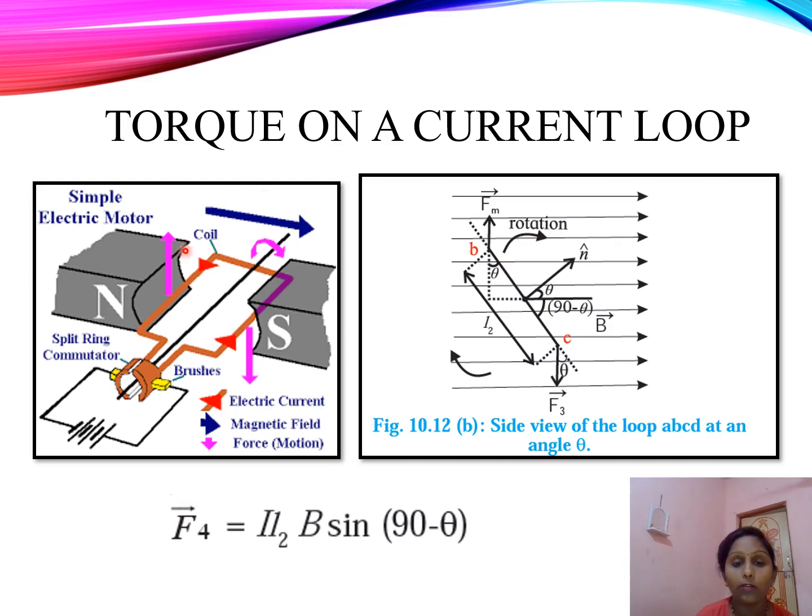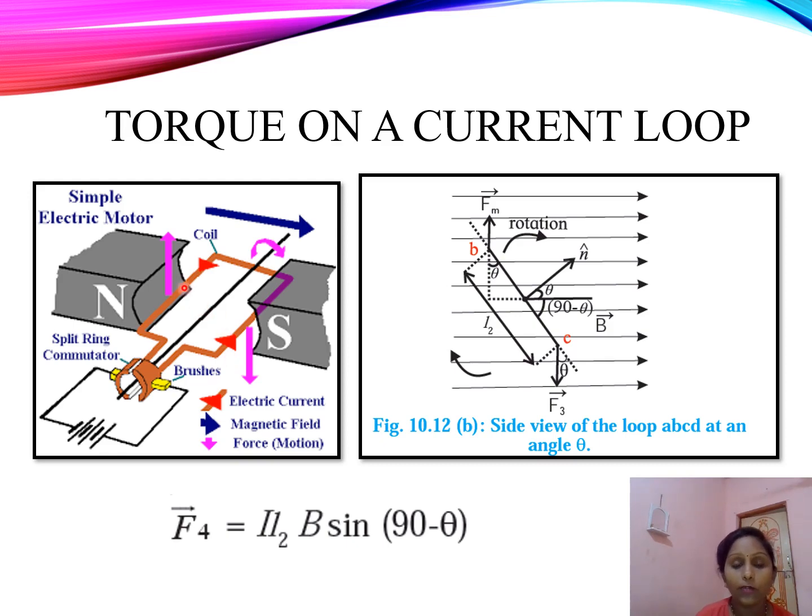Let's calculate all the forces. The force acting on BC will be F4, which is taken as F4 vector is equal to I L2 B sin (90 degrees minus theta). F2 will be the force acting on the side DA, which is equal and opposite to the force F4, so they cancel each other. The force acting on the sides AB and CD will be F1 and F2, which is equal to I L1 B sin 90 degrees. As we know, the value of sin 90 degrees is 1. It will be written as I L1 B.